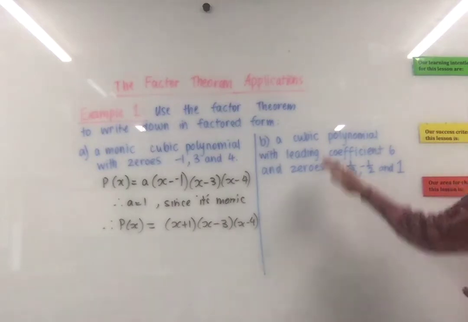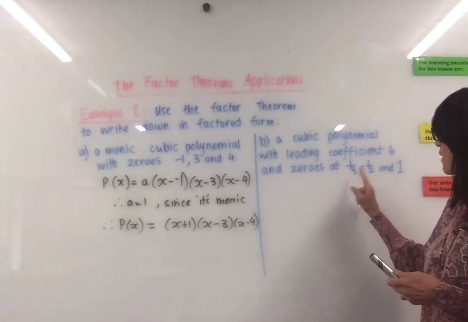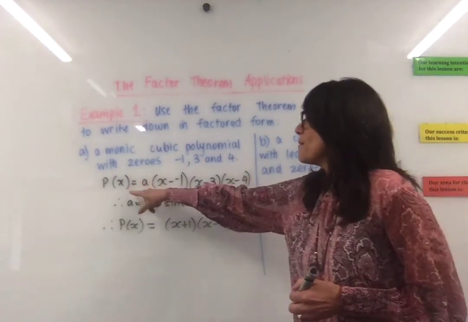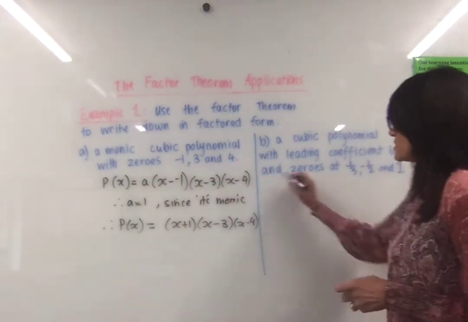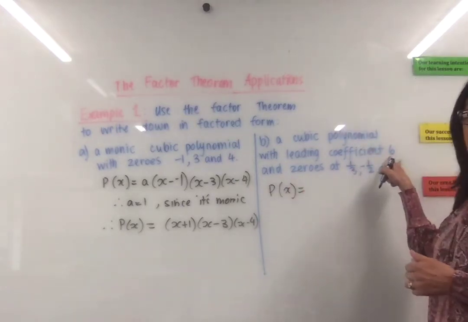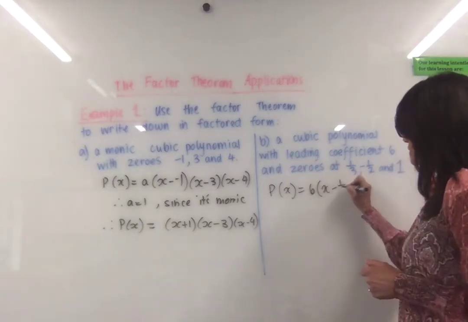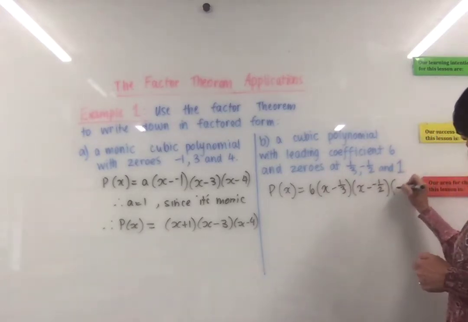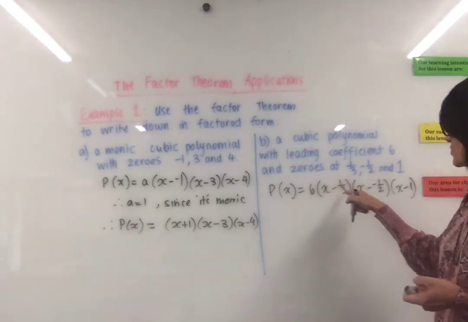Okay, now we've got another cubic polynomial, this time a leading coefficient of 6, and the zeros are at 1/3, -1/2 and 1. So again, we're going to set it up in the form of P(x) equals A outside of x minus each of our roots. So polynomials in the form where A is our leading coefficient, and in this case it's 6, and we've got roots at 1/3, -1/2 and 1.